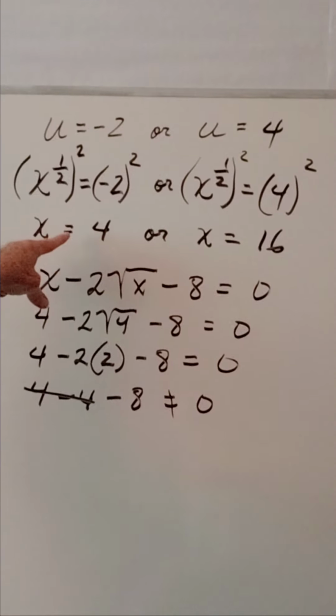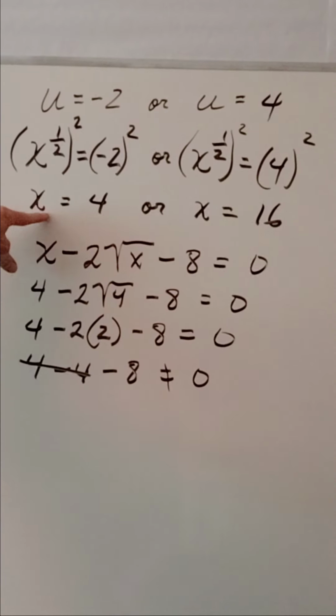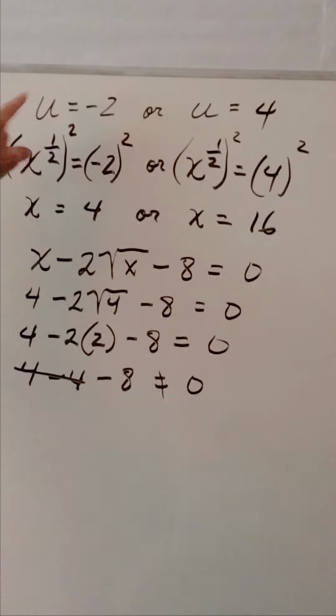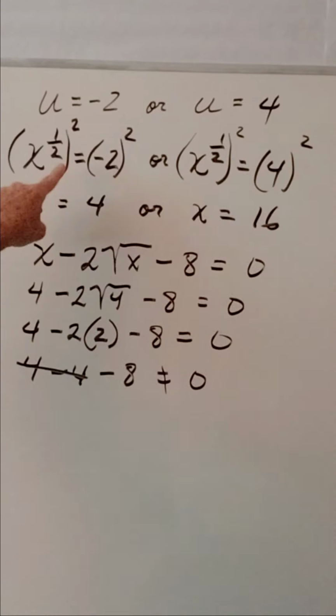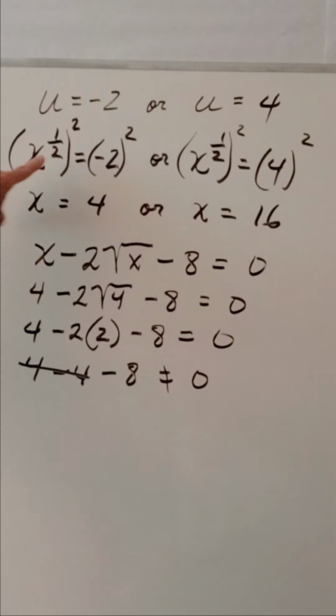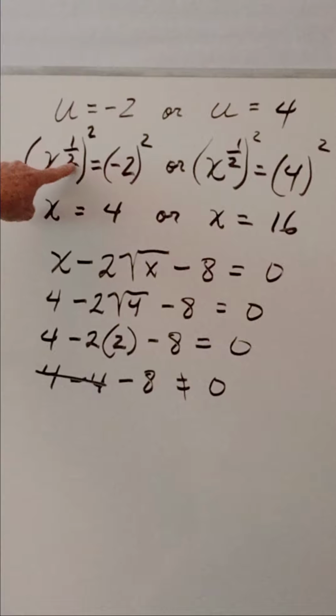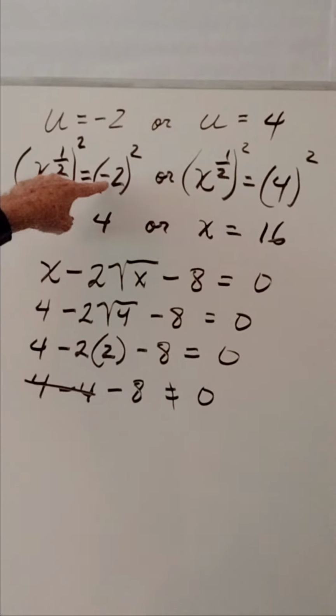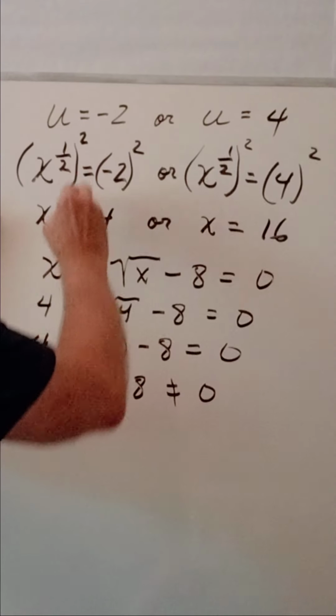So that indicates the solution of x is equal to 4 is not permitted. It's an extraneous solution. Let me just say it again: it had to be extraneous, because right up here, that denominator indicates square root, and the square root of x cannot equal a negative. So he's gone.